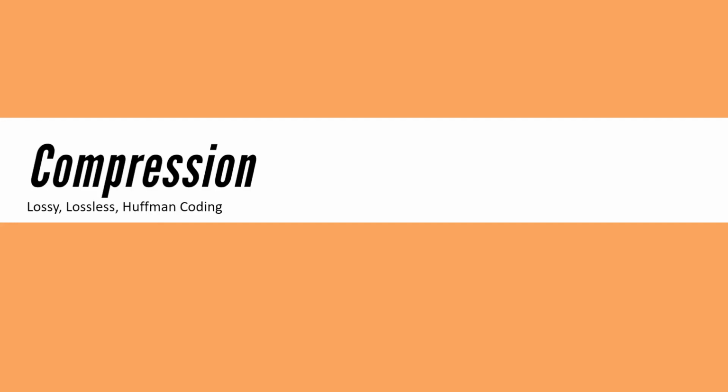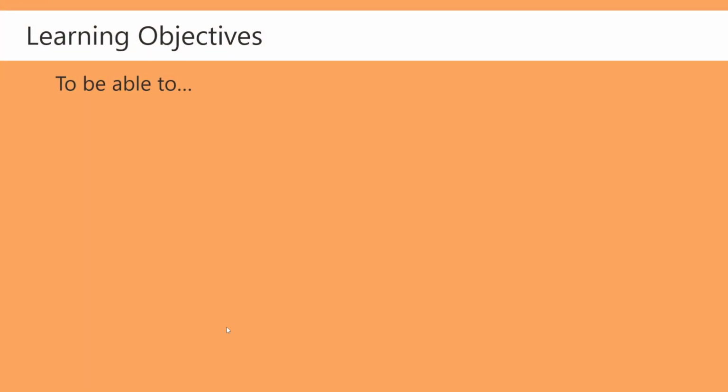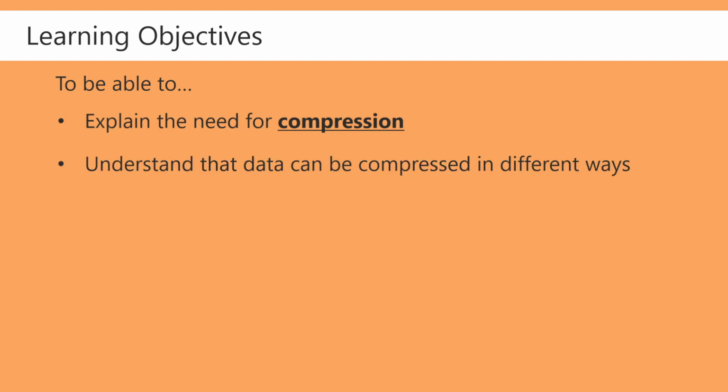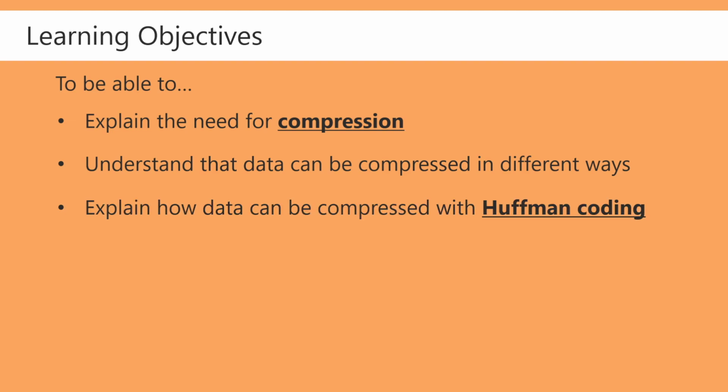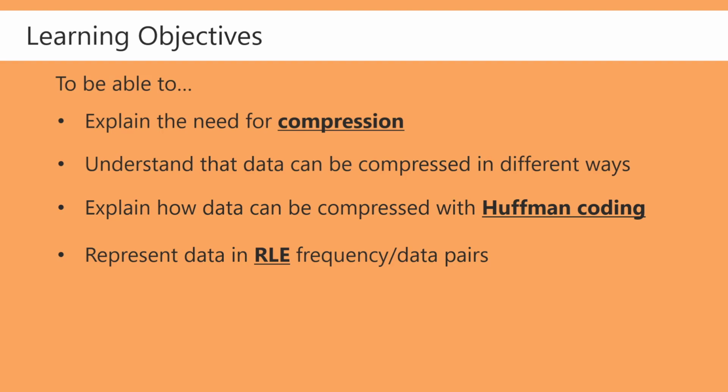In this video, we're going to take a look at compression and the idea of lossy, lossless and Huffman coding. In this short video, the learning objectives are to explain the need for compression, to understand that data can be compressed in different ways, explain how data can be compressed with Huffman coding, and to represent data in run length encoding frequency data pairs, and we'll come on to that shortly.